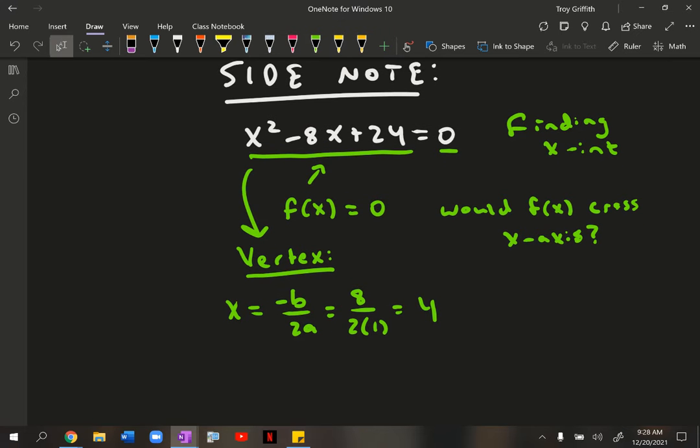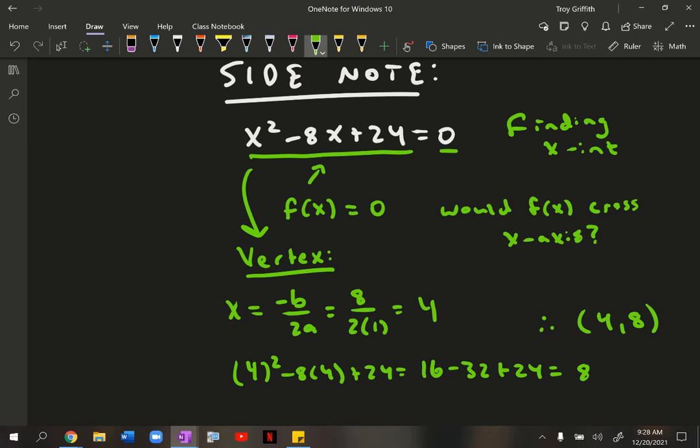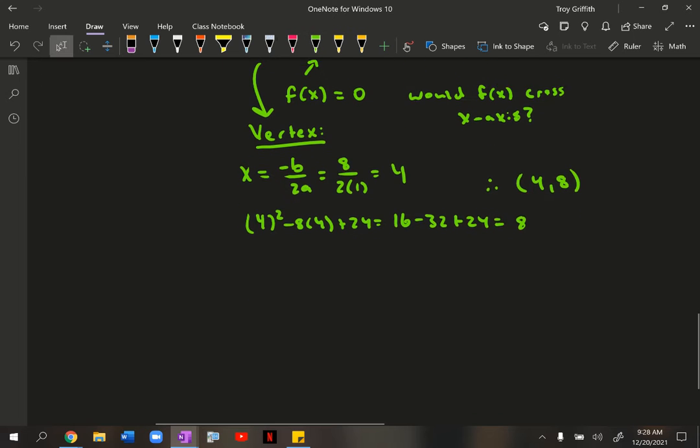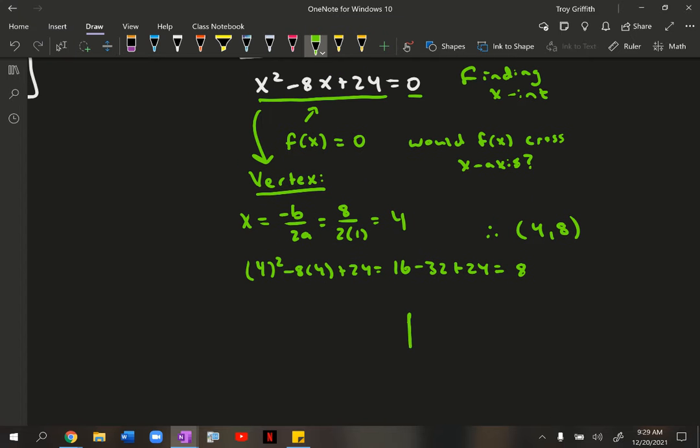The way we would find the y value is we would just plug in 4 for x. So that would be 4 squared minus 8 times 4 plus 24. So this would be 16 minus 32 plus 24. So negative 16 plus 24 is 8. Therefore, the vertex of this graph is (4, 8). So let's just sketch this real quick. (4, 8) is over 4 and up 8, so it would be right here, somewhere thereabouts.